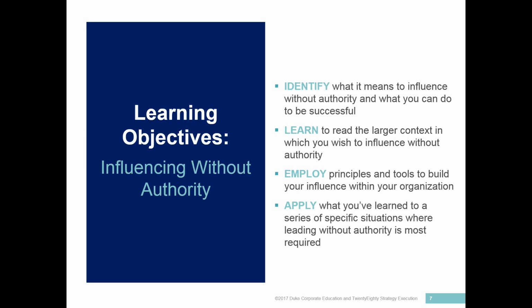Here are the learning objectives for Influencing Without Authority. First, students will be able to identify what it means to influence without authority and what they can do to be successful. They should be able to read the larger context in which they wish to influence without authority. They will also be able to employ principles and tools to build their influence within their organizations. And finally, they will be able to apply what they've learned to a series of specific situations where leading without authority is most critical and required.